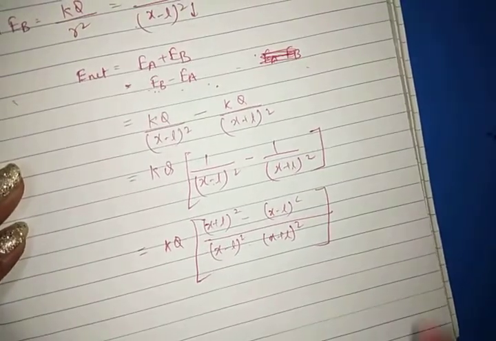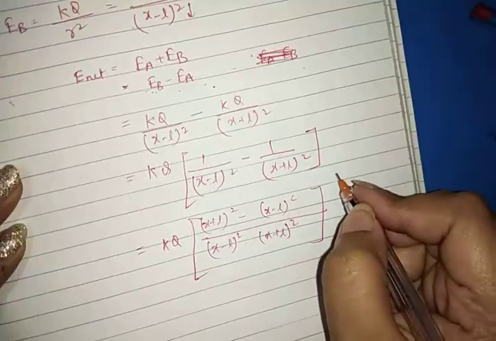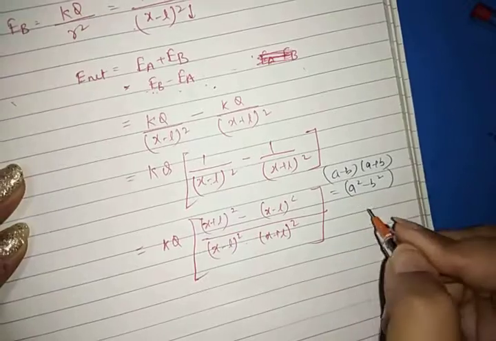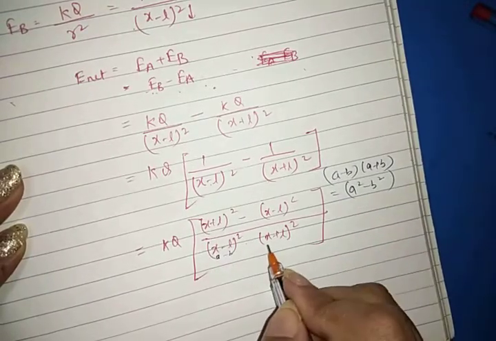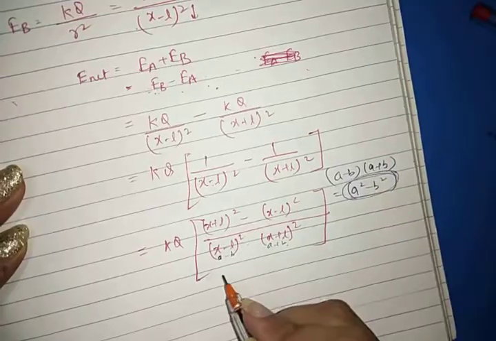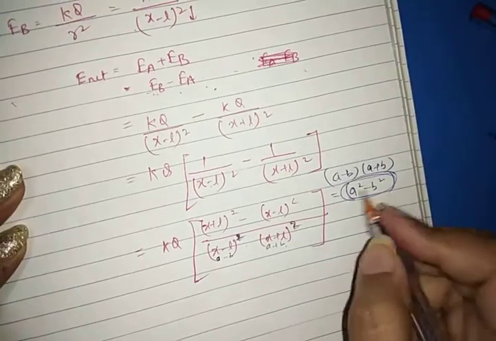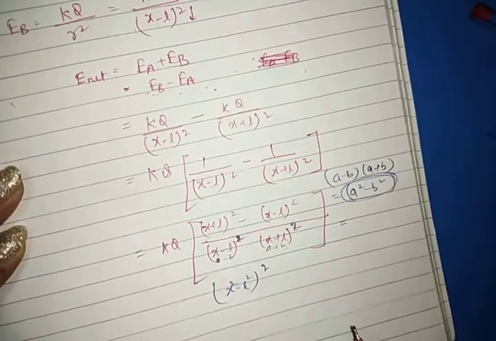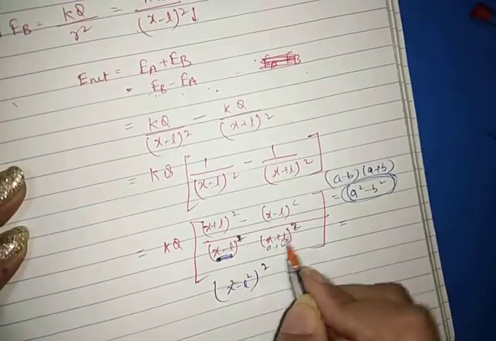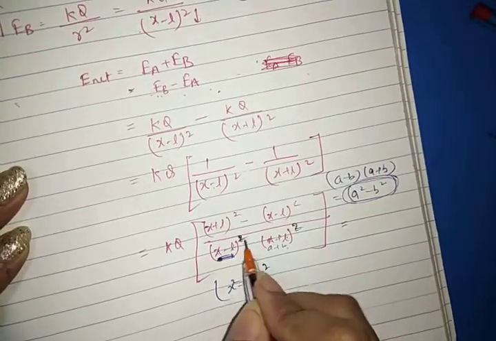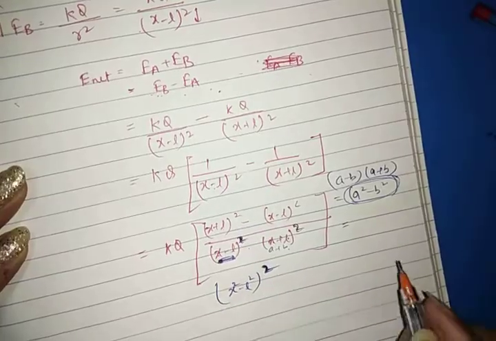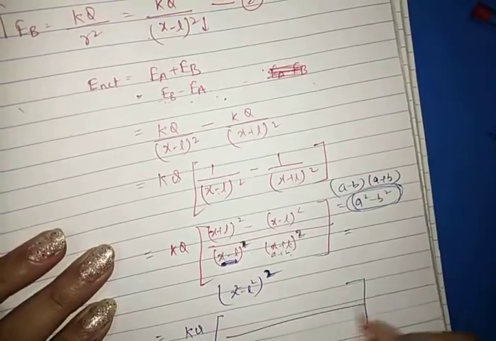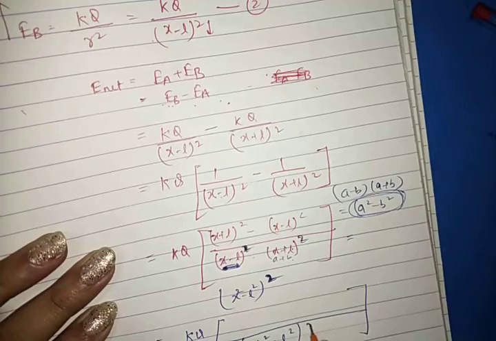Now as we know, a minus b into a plus b equals a square minus b square, right? So this is a minus b, this is a plus b, so it will become a square minus b square, but the square is also there. That's why it will become x minus L whole square, right? So we can write it as kq upon x square minus L square, the whole square.